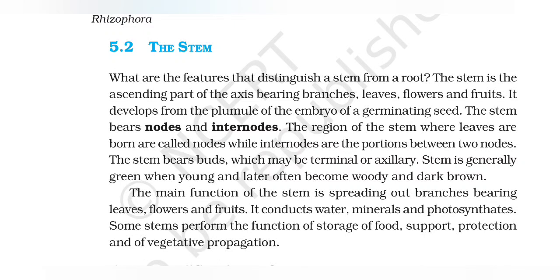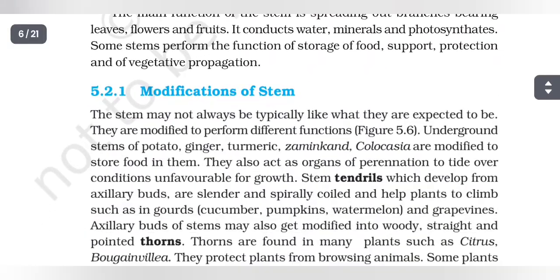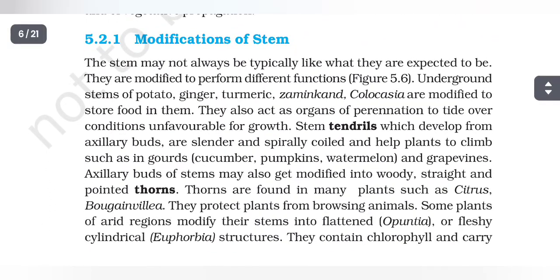Stem is generally green when young and later often becomes woody and dark brown. The main function of the stem is spreading out branches bearing leaves, flowers and fruits. It conducts water, minerals and photosynthates. Some stems perform the function of storage of food, support, protection and of vegetative propagation. Modifications of stem. The stem may not always be typically like what they are expected to be. They are modified to perform different functions.